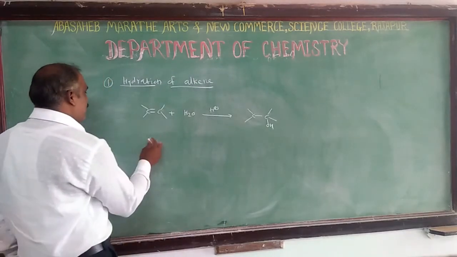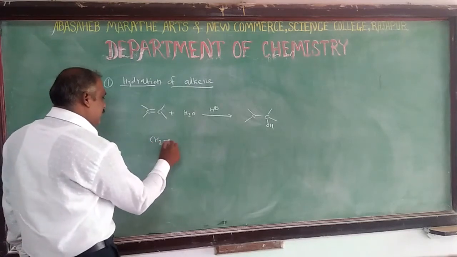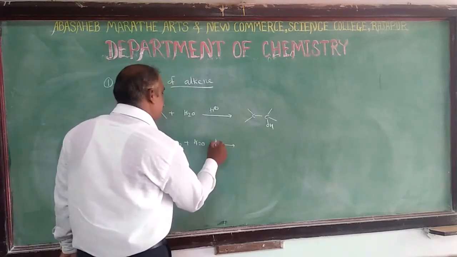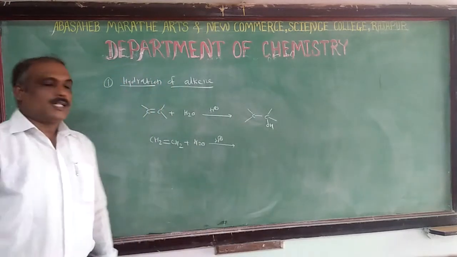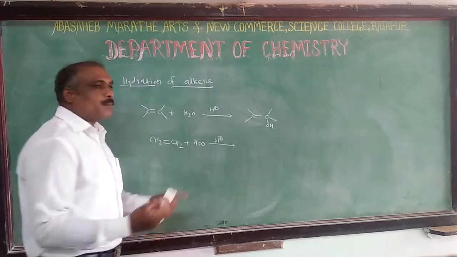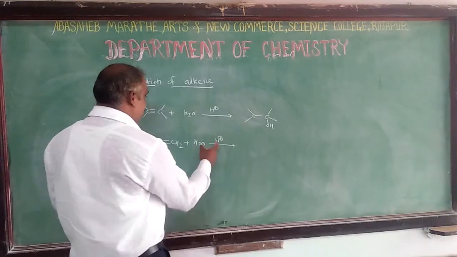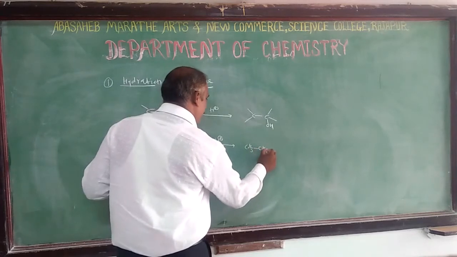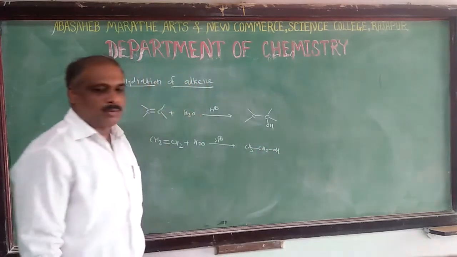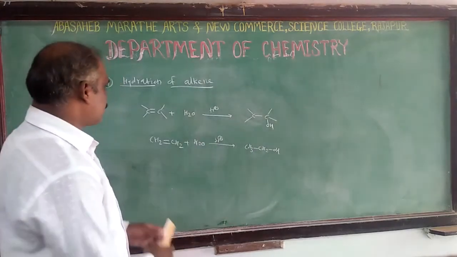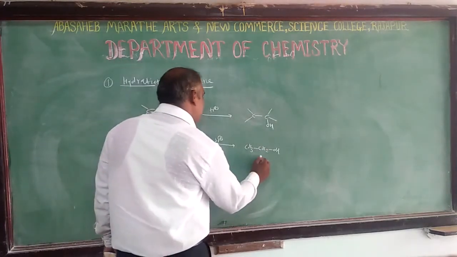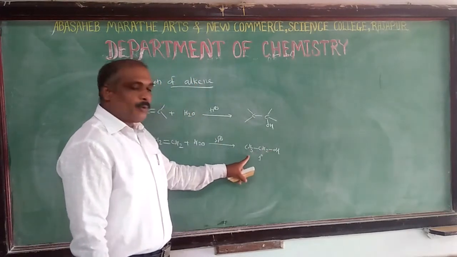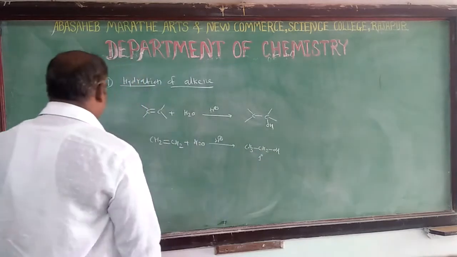Similarly, take another example: ethene in the presence of water under acidic conditions, H+. The product is a primary alcohol, CH3CH2OH. Which type of alcohol is it? It is a primary alcohol. What is the name? Two carbons, therefore ethanol. That is the product.